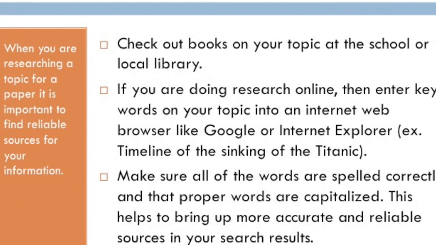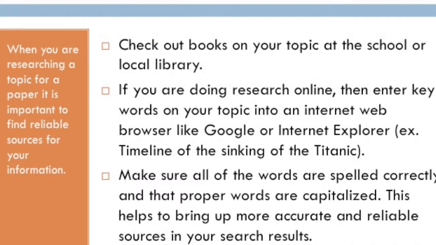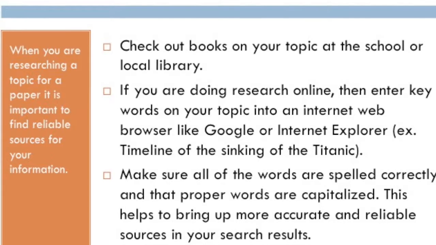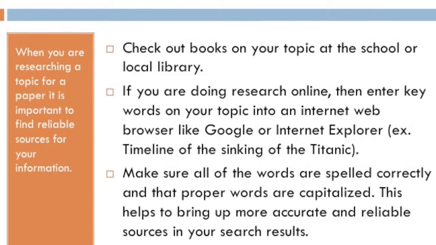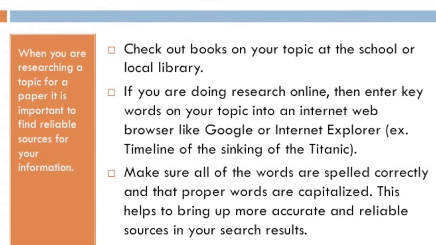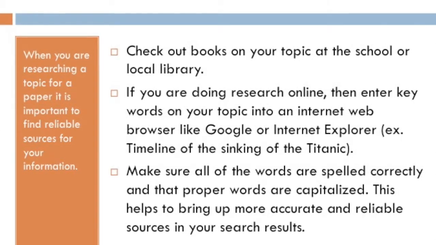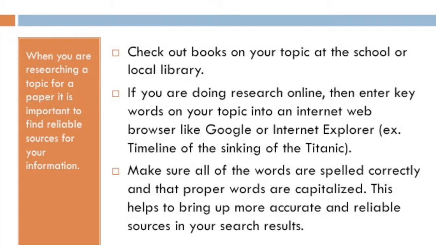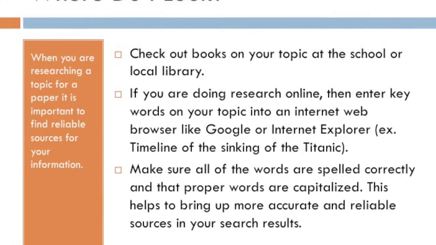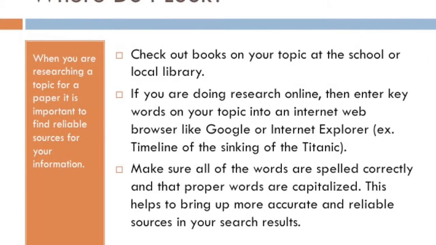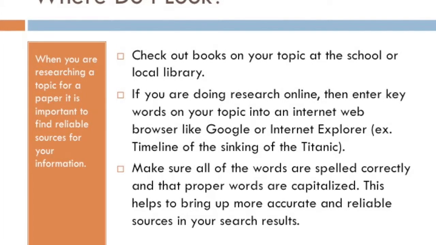Next, we will start the actual research part of the paper. This is an important step because you want to make sure that you have reliable sources of information. So this is a good time to check out your local library and the library of your school for books. If you're doing research online, then enter keywords on your topic into the internet web browser like Google or Internet Explorer. And make sure that all of the words are spelled correctly and that proper words are capitalized. This helps to bring up more accurate and reliable sources instead of just Wikipedia sources or whatever else anybody else wants to put on the internet.